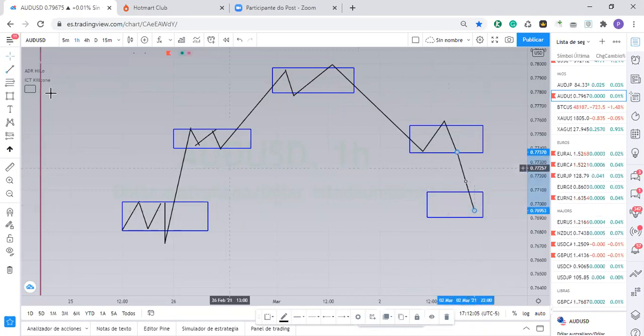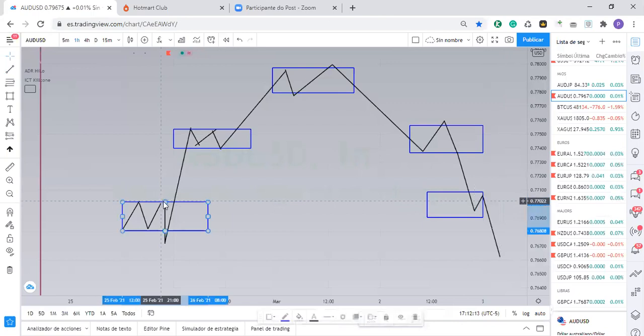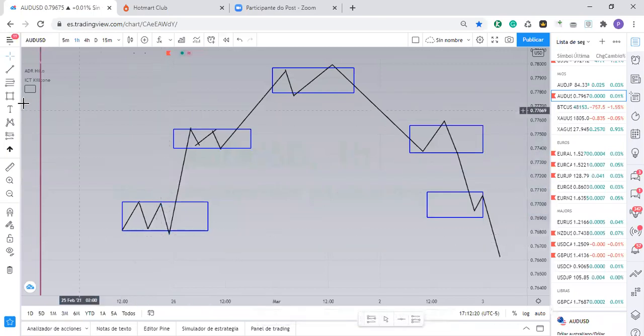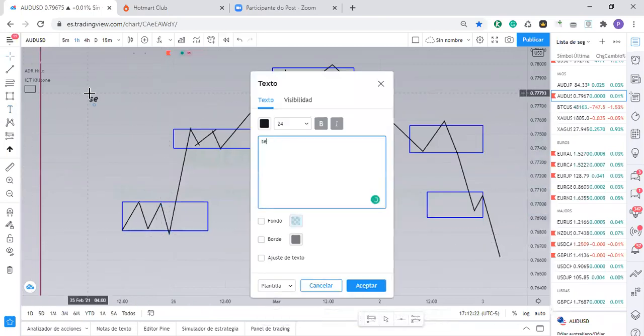And here it comes down, consolidates, and down. Not really good drawing. Sorry for that. But what do we have? This is what we know as a sell model. Okay. This is the sell model.